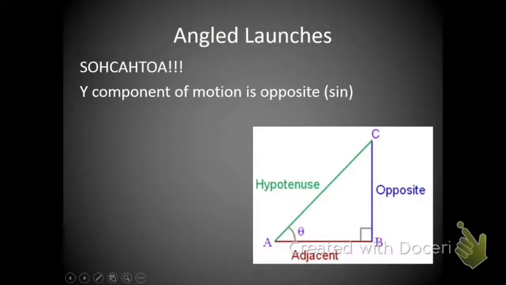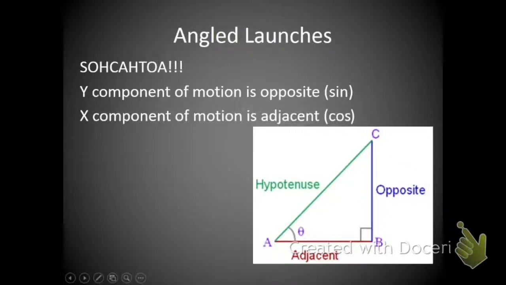The y component of this motion, which would be here, how much the object is moving up and down, is opposite to the original launch. And so that is going to be calculated using sine. The x component of the motion is adjacent to the angle.